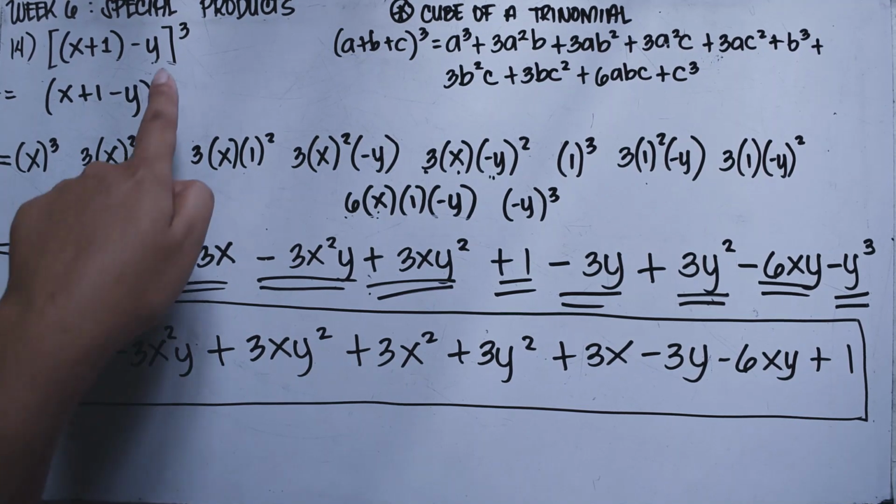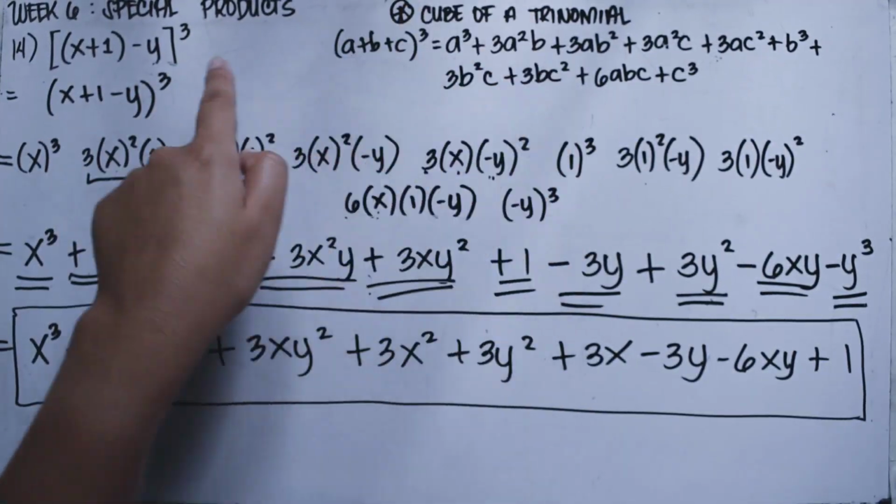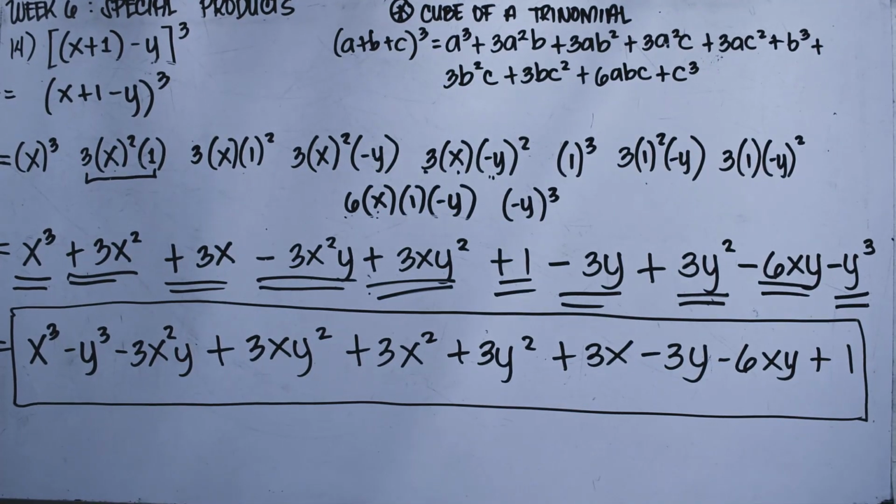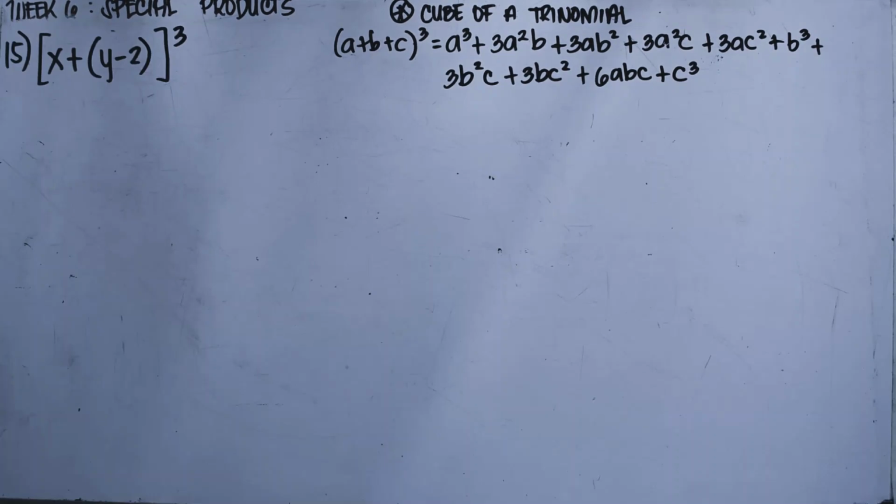At syempre, guys, kapag ang gagamitin nyo ay yung cube of a binomial, same lang din po yung answer na lalabas. Basta po wala kayong nilalabag na rule sa mathematics, same lang din po ang kakalabasan na sagot. So, dyan po natapos yung number 14. Magpo-proceed na po agad tayo sa number 15.